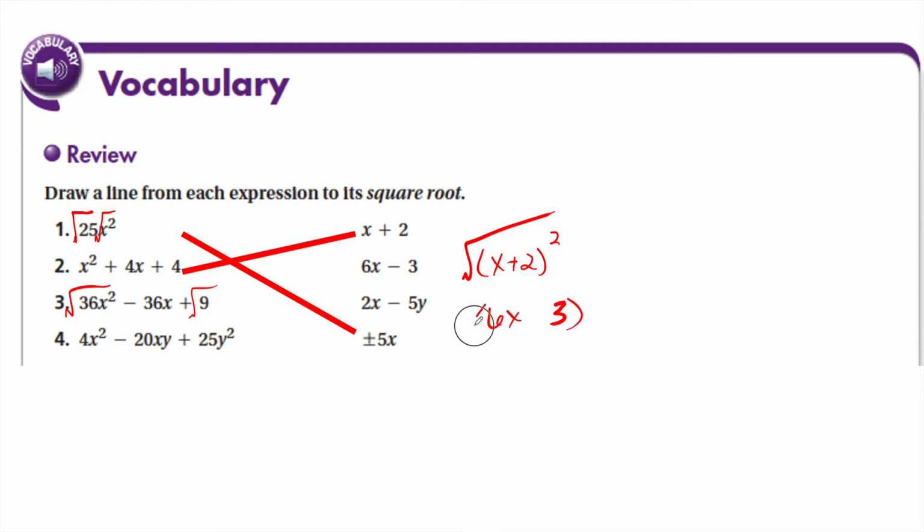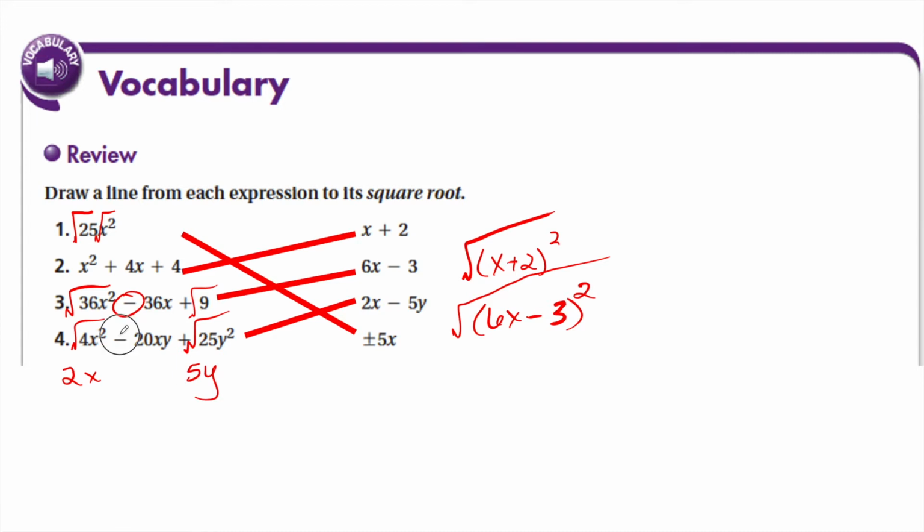The very last step that you have to make sure that you do is pay attention to this sign. Since it's a negative sign on the inside, we're going to take a negative on the inside of the parentheses as well. So we're going to square that, which means if we take the square root, it's going to go back to the 6x minus 3, and obviously the very last one is going to be that 2x minus 5y. Doing the exact same method we did for the previous question, the square root of both will give you that 2x and the 5y, and more importantly, the negative on the inside brings down that negative.